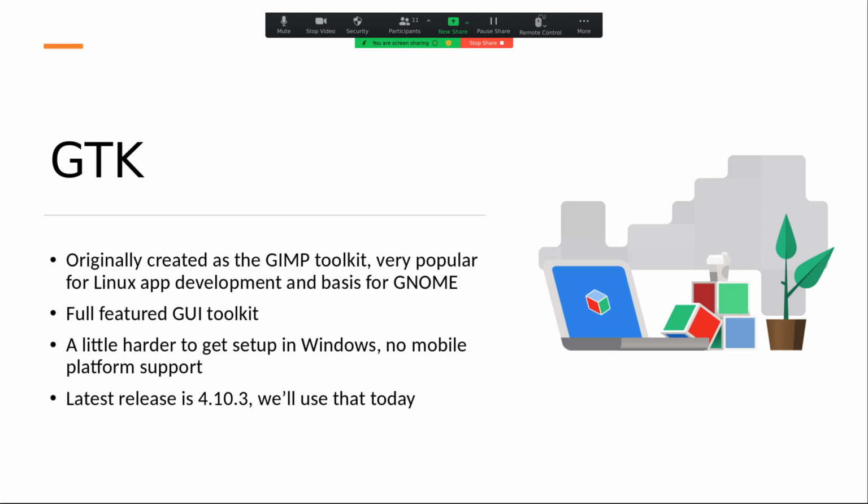I mentioned this GNOME desktop environment. It is a full-featured GUI toolkit, so you can build everything from map views and games and mail clients and web browsers, pretty much anything. It's a little harder to set up in Windows, and unfortunately doesn't have any mobile platform support, except if you were running Linux on your phone, which is much less common, of course. And the latest release is 4.10. We'll be using that latest release today when we build our app.